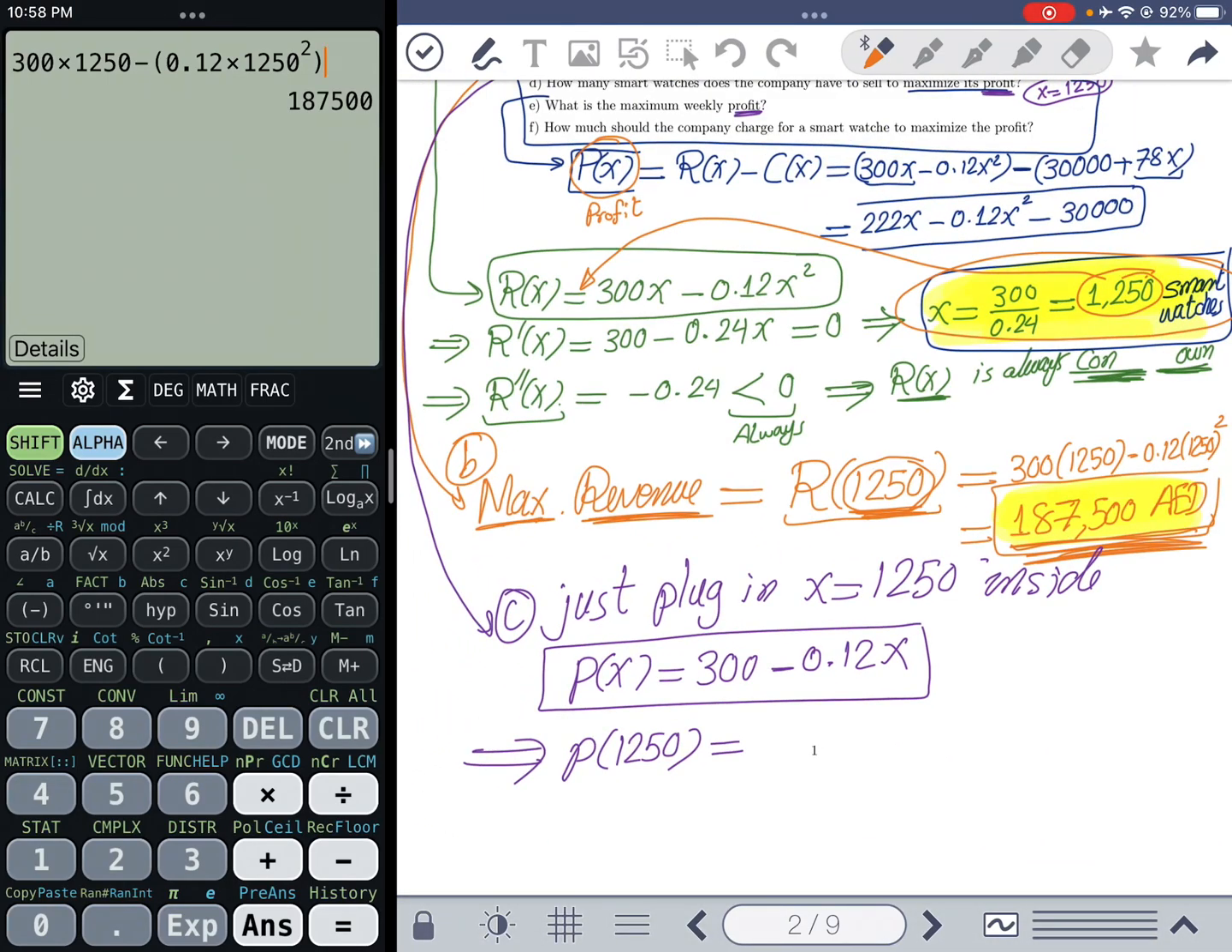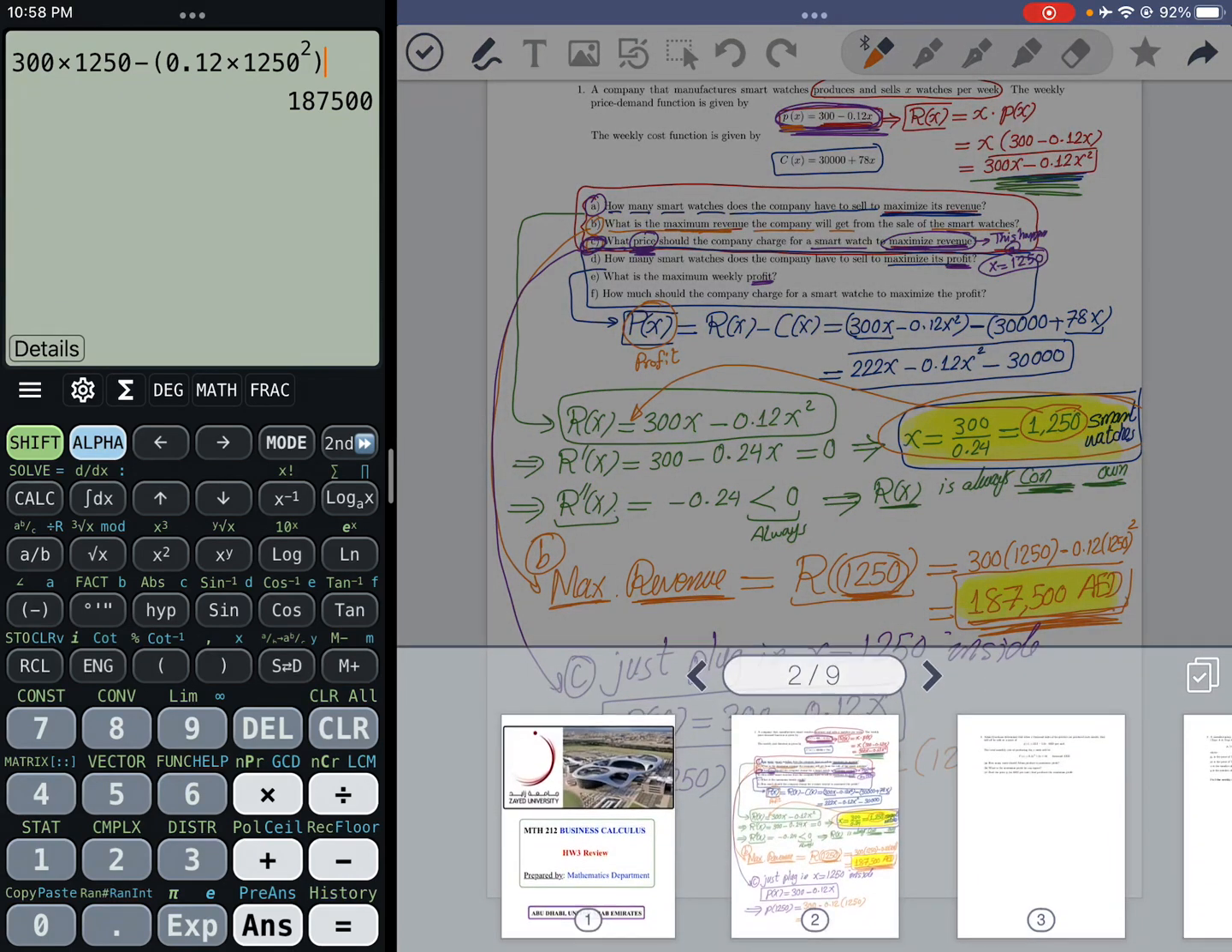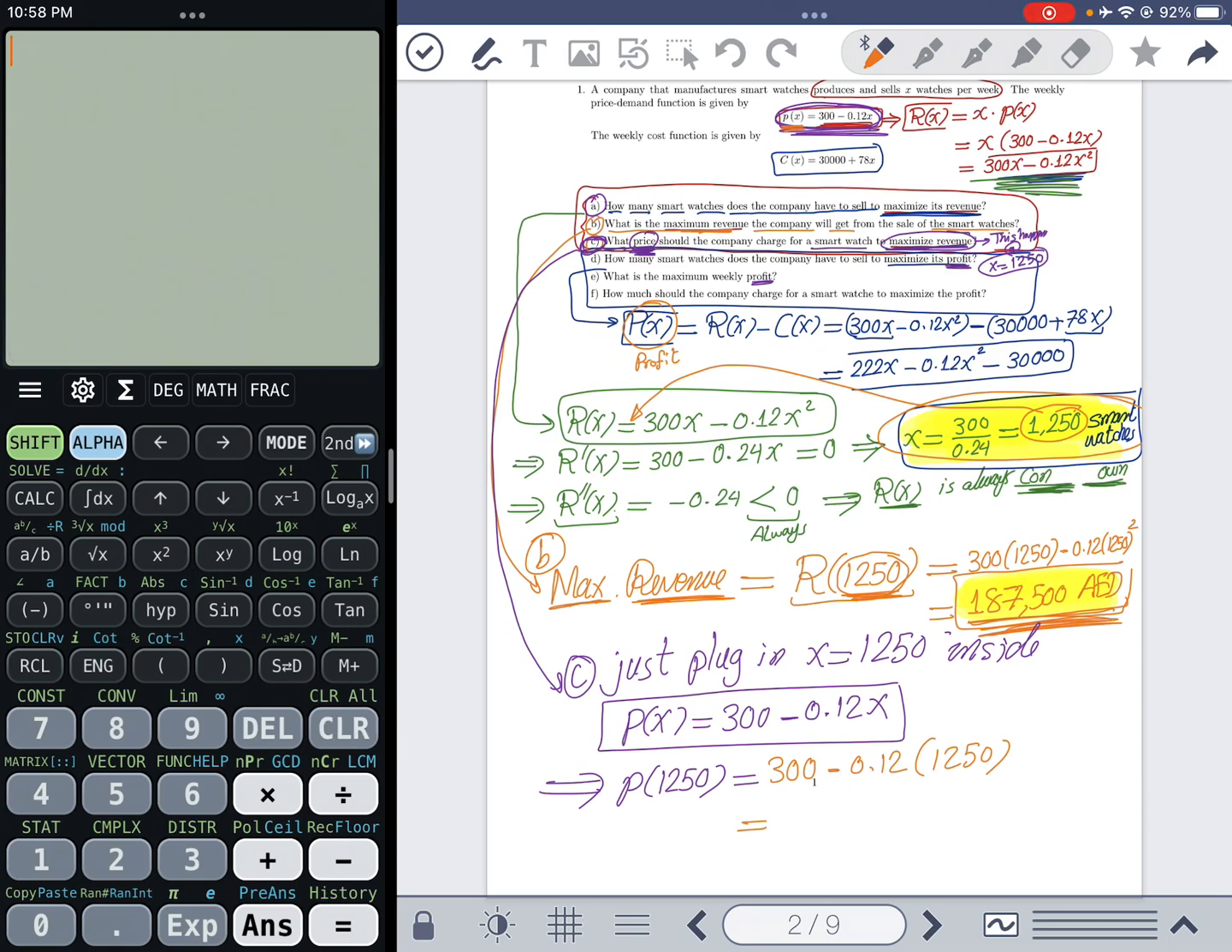All right. And so p at 1250 will be 300 minus 0.12 times 1250. We have the calculator here already. So 300 minus 0.12 times 1250. So it's 150 dirhams per watch or smartwatch. So the company should charge 150 dirhams per smartwatch so that the total weekly revenue is maximum, and in this case it's this number here.